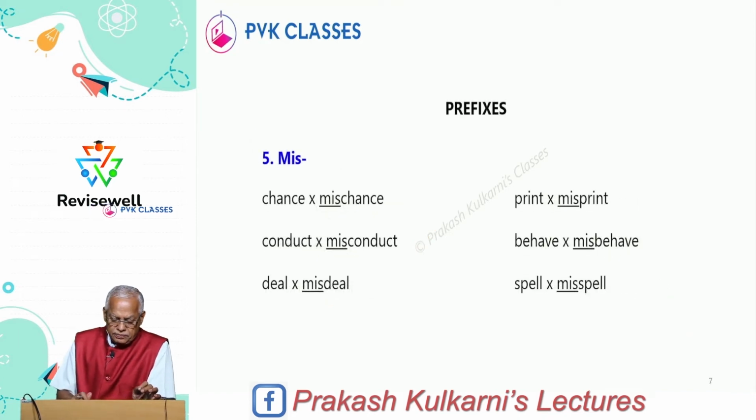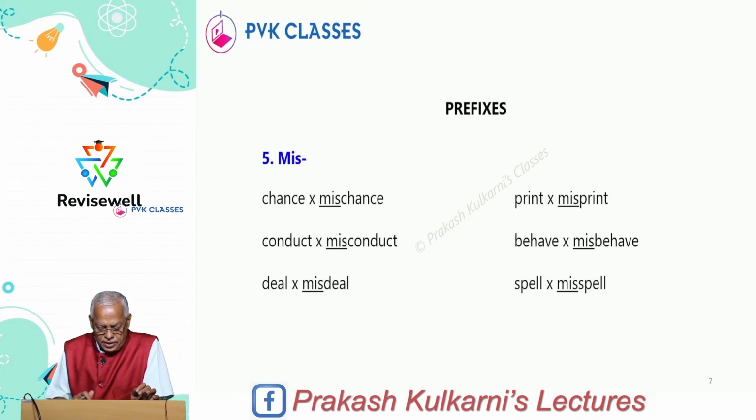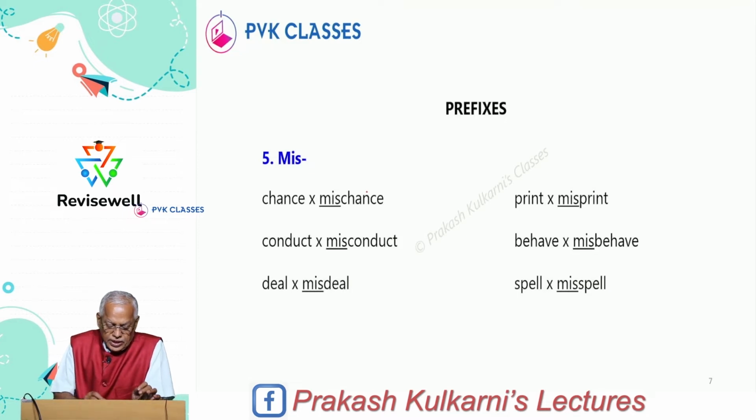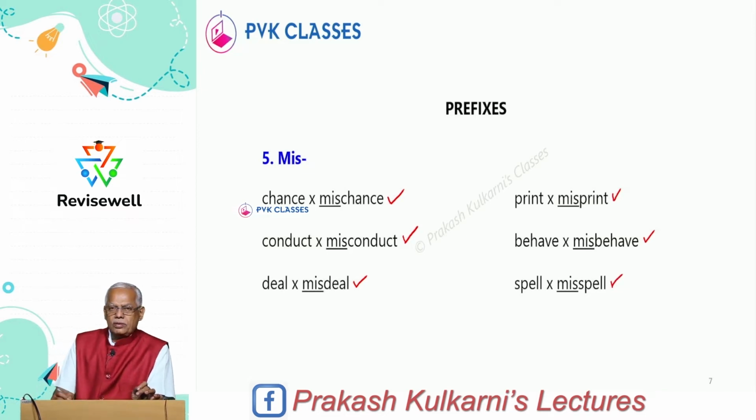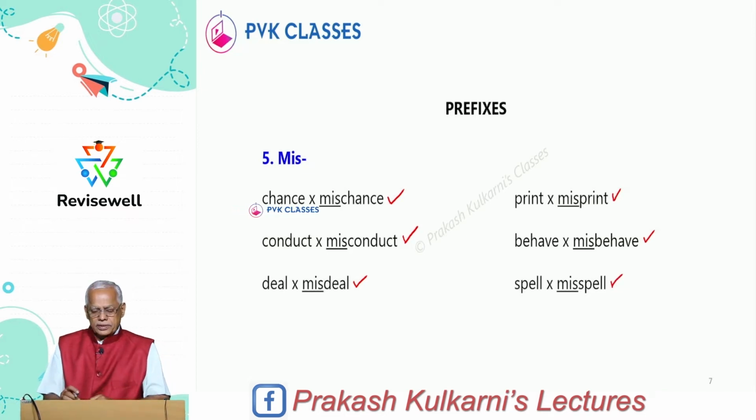Now the next one, the fifth one, is mis. Mis denotes not. Chance, mischance. Conduct, misconduct. Deal, misdeal. Print, misprint. Behave, misbehave. Spell, misspell. So these are all the words related to the prefix mis.